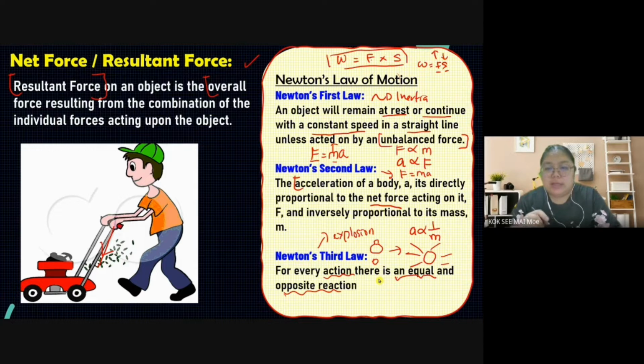So this is Newton's laws of motion. You only have three, you don't have four, five, six. So remember, the first law is talking about inertia, the second law is talking about F equals ma, and the third law is talking about explosion. But when the question asks what Newton's third law is, you cannot say explosion. You need to give the explanation for Newton's third law. I just related it for you. This law is used in what concept? So this is Newton's laws of motion.